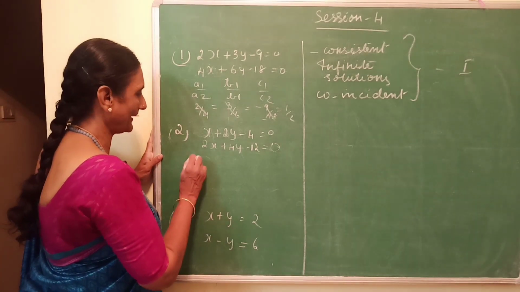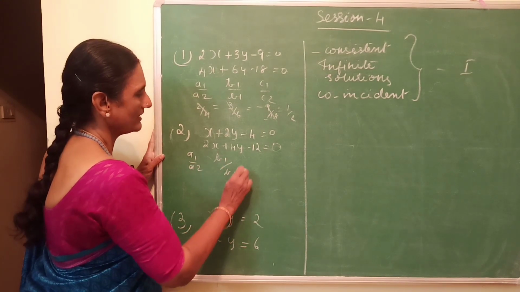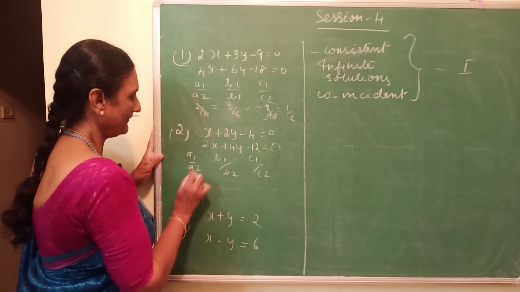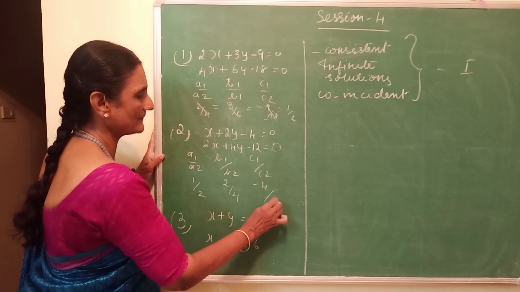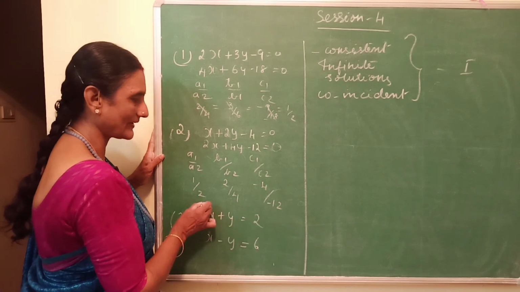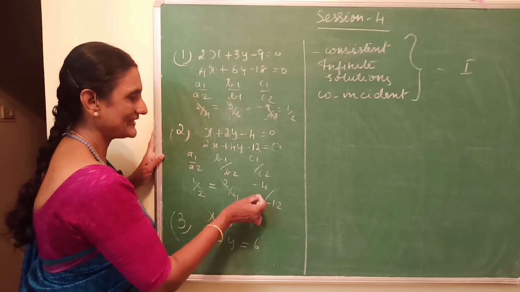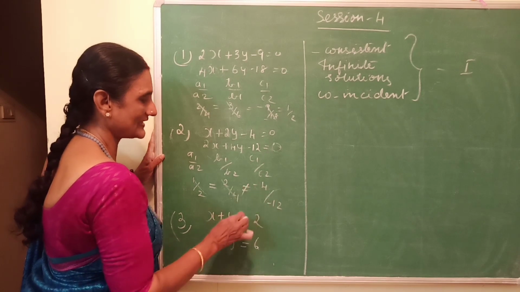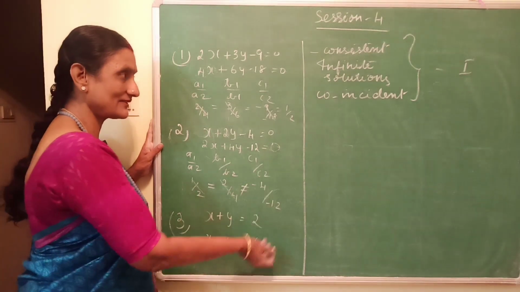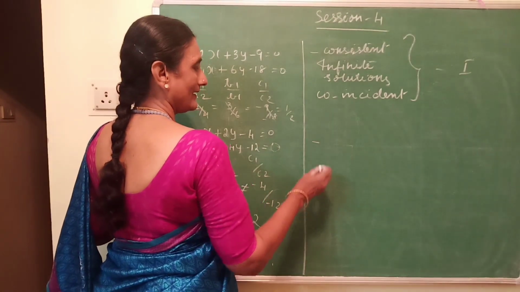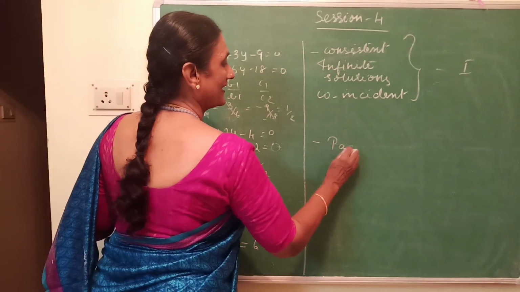In the second pair, what happens? We should compare a1 by a2, b1 by b2, c1 by c2. That is 1 by 2, 2 by 4, minus 4 by minus 12. So this is 1 by 2, this is 1 by 2. These two ratios are the same, whereas this is different. So this is not equal to minus 4 by minus 12, which is 1 by 3. Because of that, we got parallel lines. The lines are parallel.